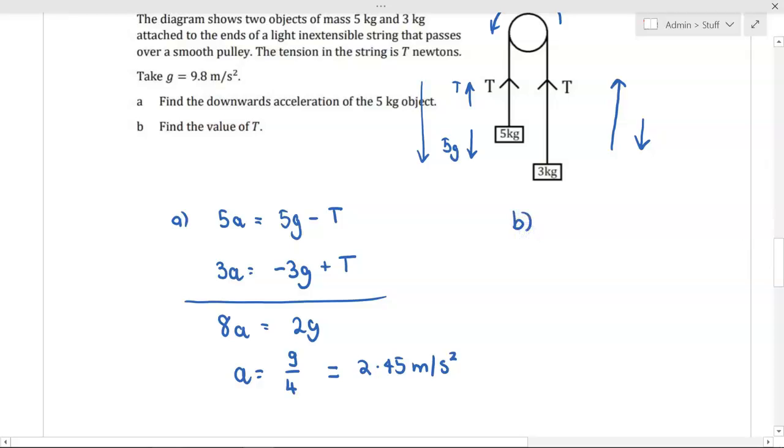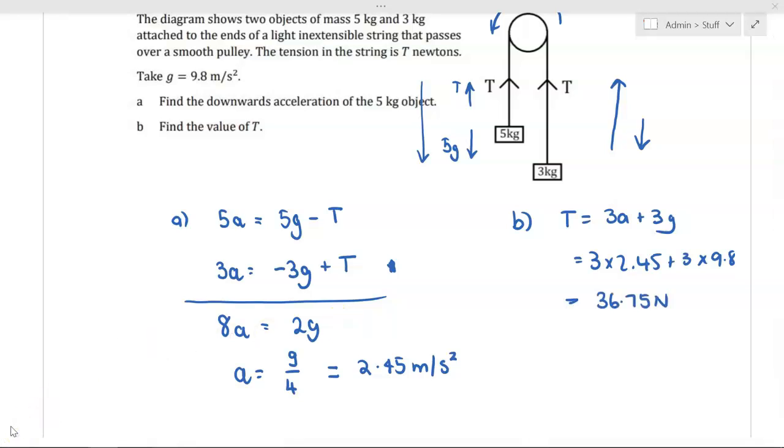Okay, how do I find the value of T? Well, I could use either of these here. I'll use this one. So I could say that T will equal 3a plus 3g. And we know a is 2.45 and we know g is 9.8. And we'll work that out and it'll give us the tension. And I guess if you have time, plug it into the other one to verify that, you might feel a little bit safer with that question.